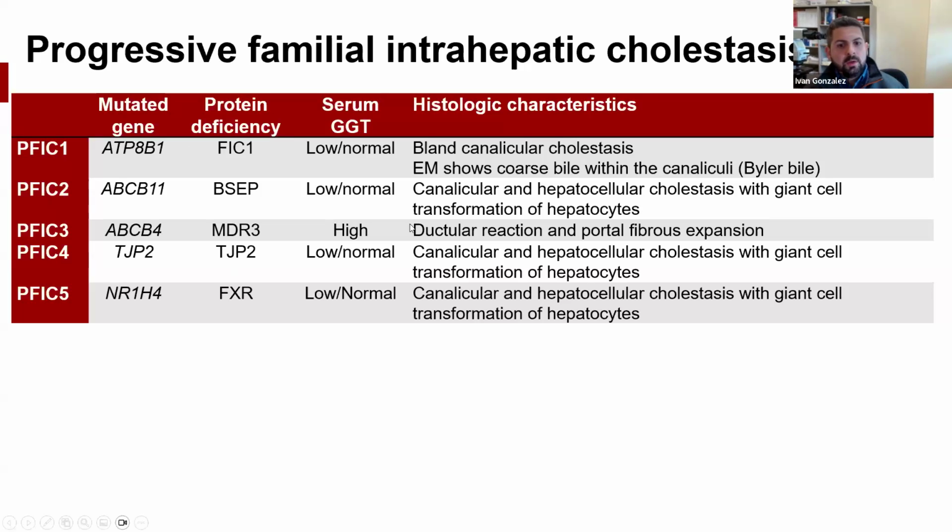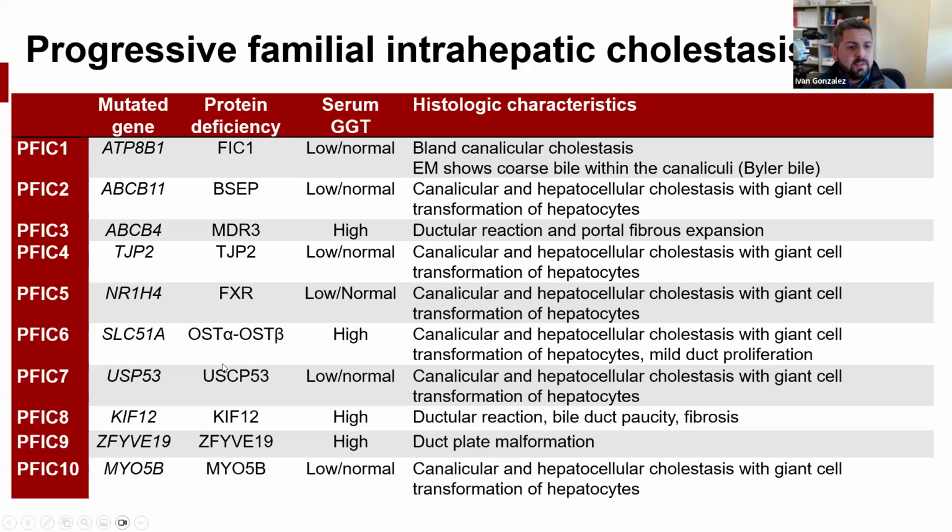Important with PFIC3, it will look very similar to BA basically: ductular reaction and portal fibrous expansion with a high GGT. Other PFICs are super rare. For instance, PFIC6 is basically case reports, so that description I just took from one of those case reports.